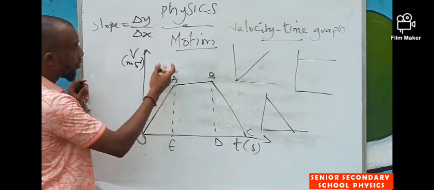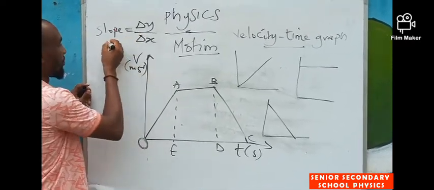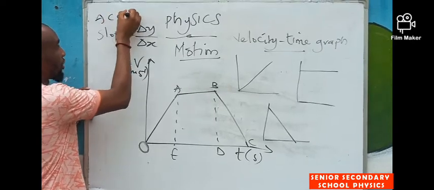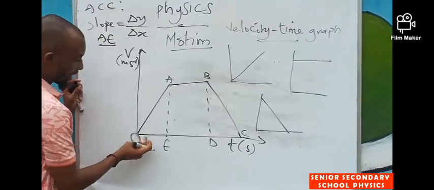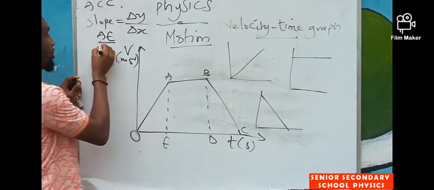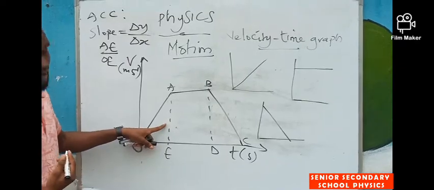The change in y, which is from here now, AE. For the acceleration, that is going to be AE all over change in x, which is OE. That is how we determine the acceleration from the graph.